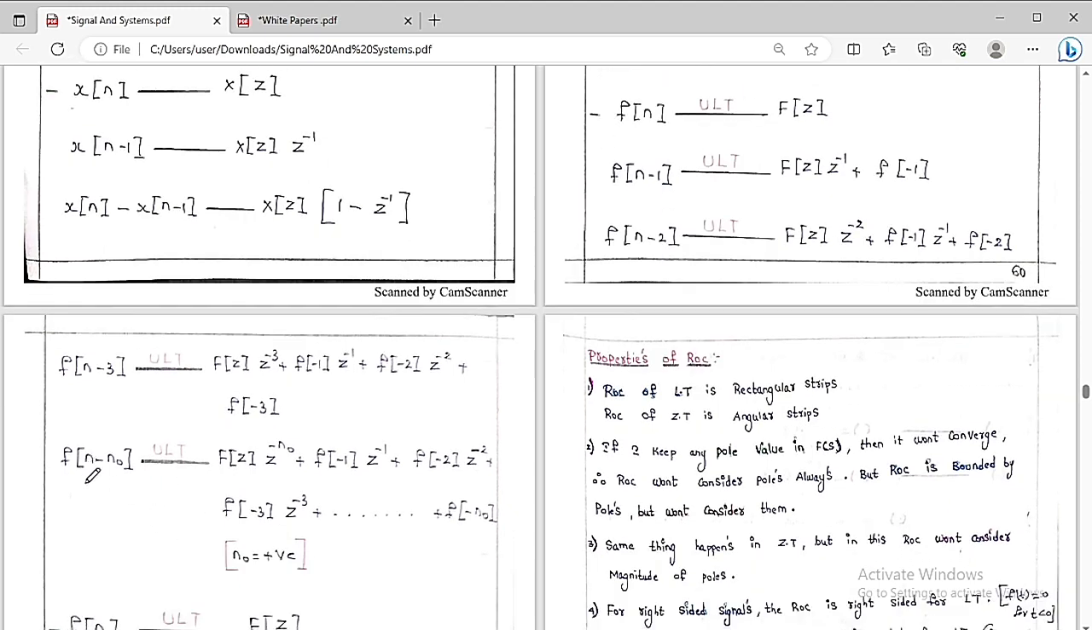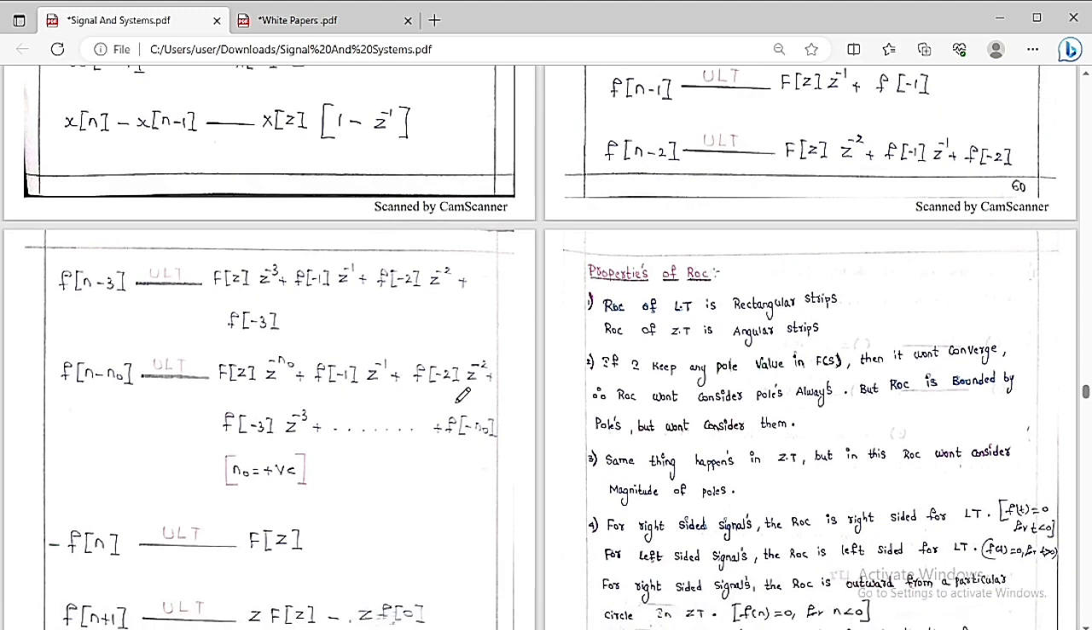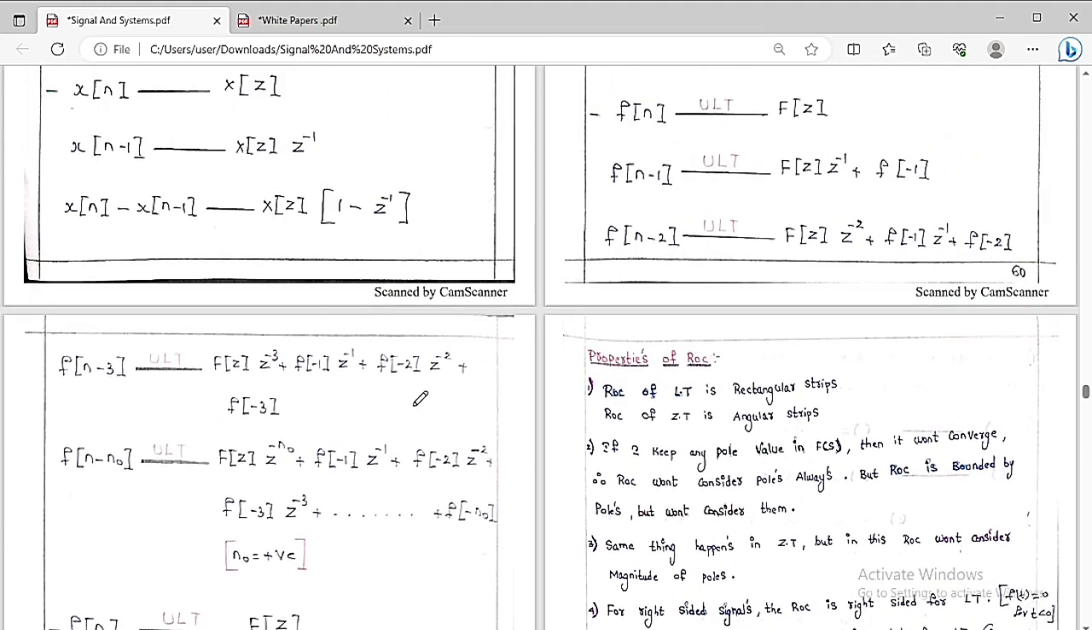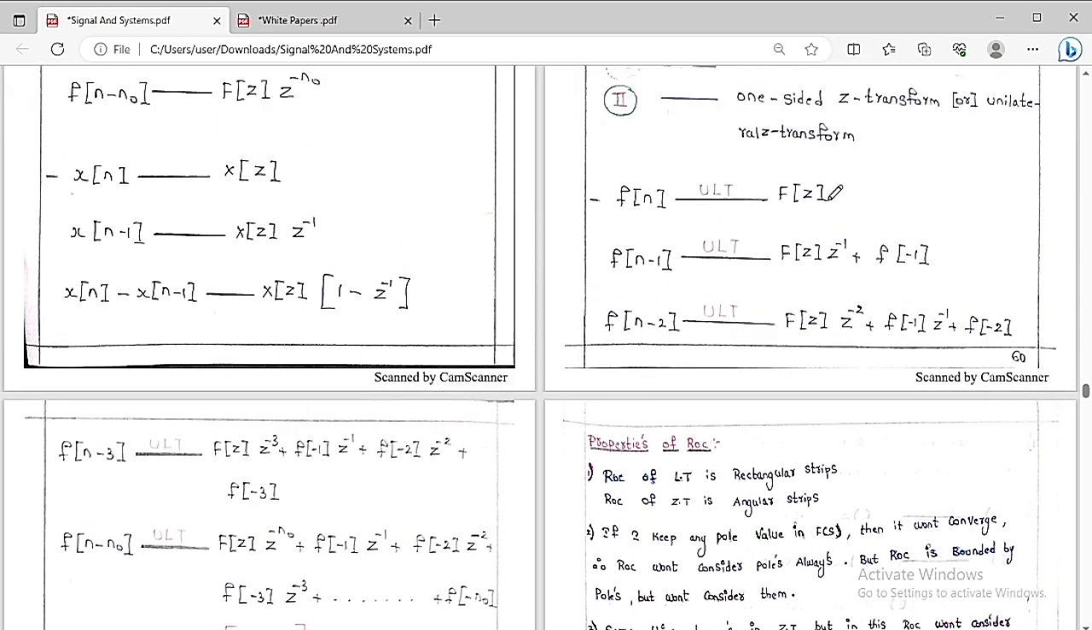Similarly, f of n minus n naught, if you apply the unilateral Z transform, we are going to get f of z into z to the power of minus n naught plus f of minus 1 into z to the power of minus 1 plus f of minus 2 into z to the power of minus 2 plus f of minus 3 into z to the power of minus 3 until f of minus n naught. And n naught is positive, as we have discussed. So this part you have to remember. We will see different formulas when n is positive and when n is negative. So first let us learn this one.